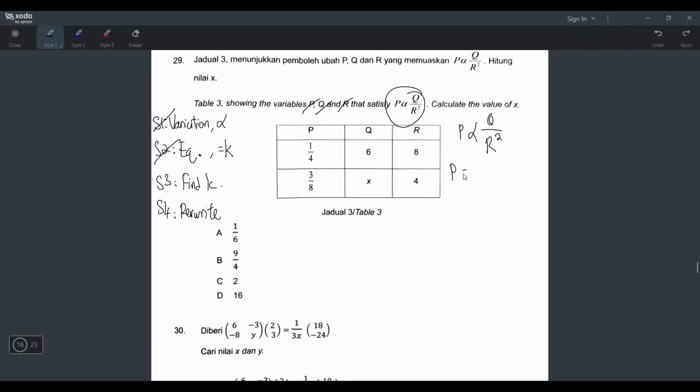Step 2 is convert to equation. So this symbol you can change to equal, but you have to add a constant K. The K I will straight away write on top like this, because when you put a K like this, it means times, and when it is times, you multiply on top. So straight away I write on top. And now step 3 is find K.